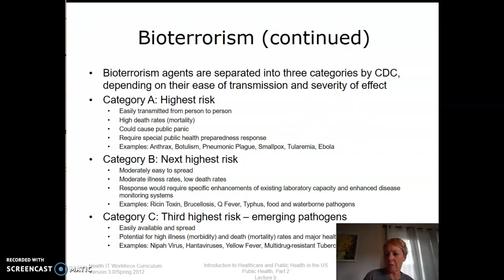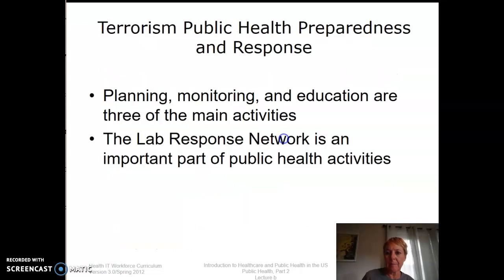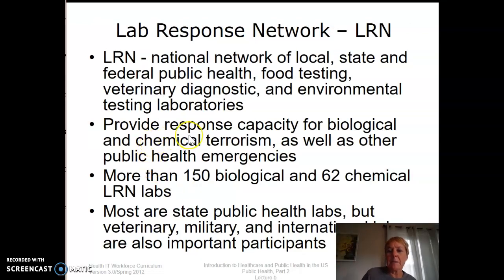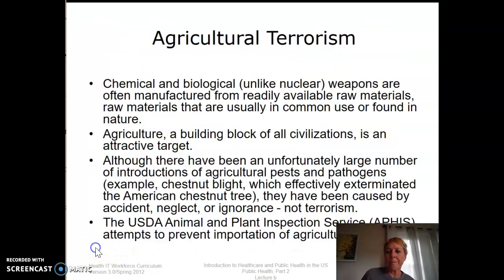Viruses do tend to change over time, so you have to watch for that. You're also emerging pathogens such as diseases that become more drug resistant. Public health preparedness and response, monitoring, and education are the 3 main activities. Best example I can think of that is our flu outbreaks, especially a few years ago when pandemic flu, H1N1, swine flu, all of those came out. Monitoring and education, but education on hand washing and how you can prevent the incidence of flu. Here's your lab response network that you can read over.